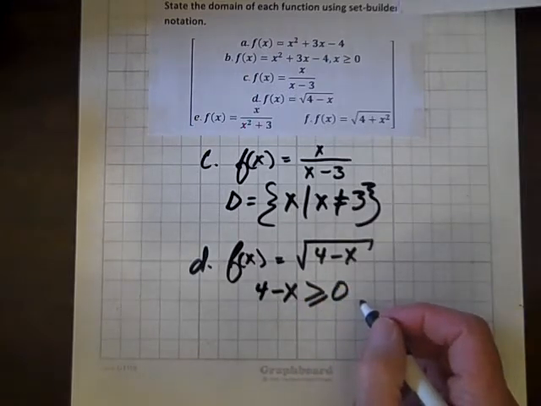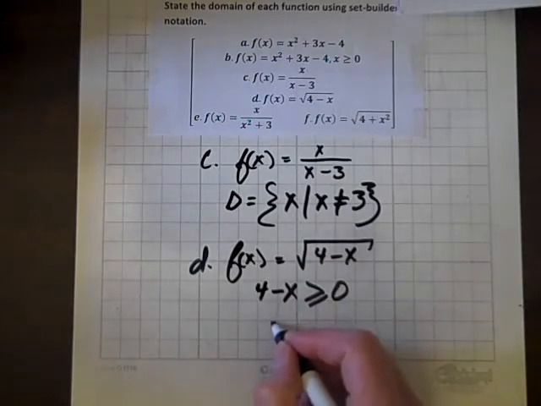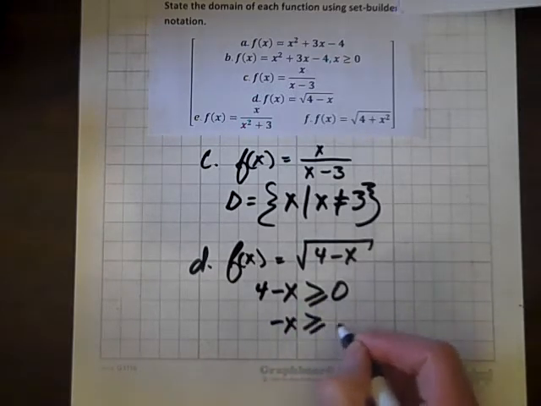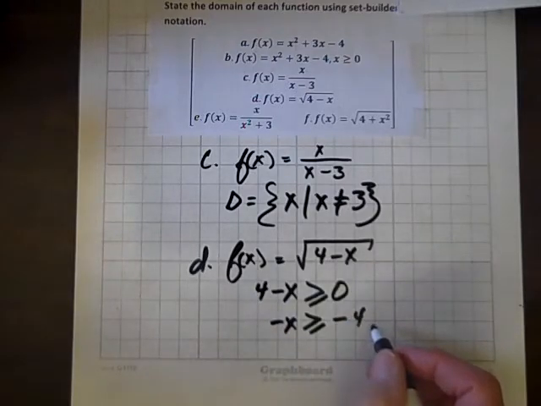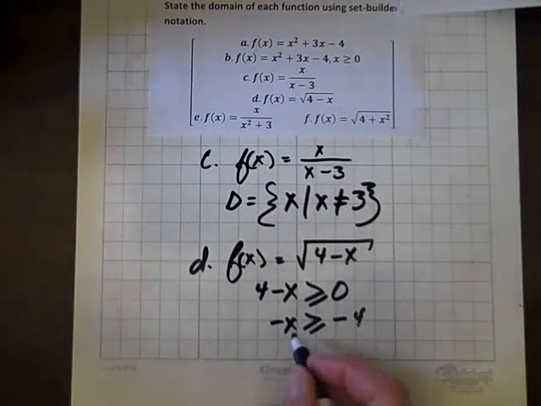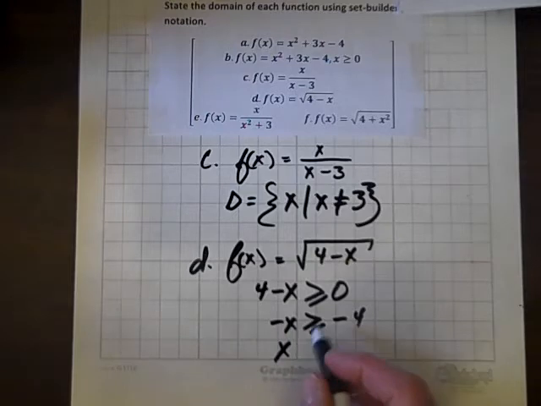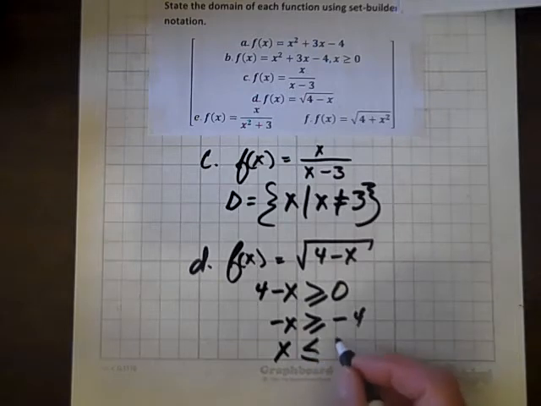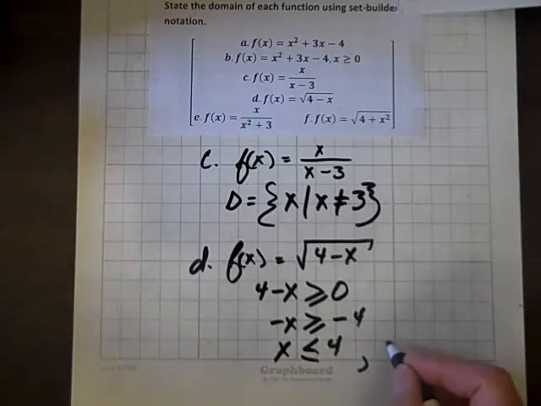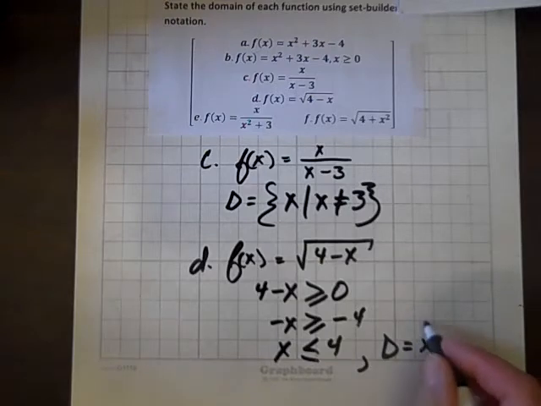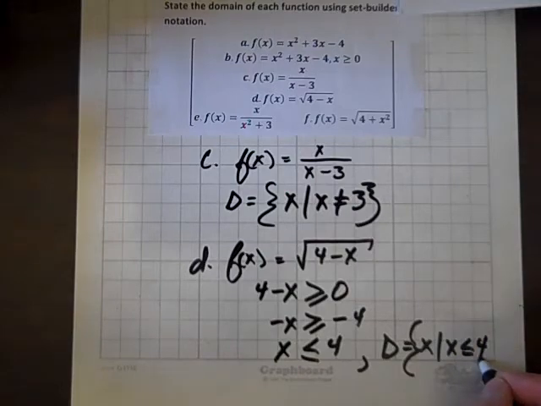So we'll subtract 4 from both sides of the inequality, and then we'll multiply both sides of the inequality by -1. And in doing that, -1 times negative x is positive. When we multiply through by a negative, we have to flip the inequality, and -1 times -4 is 4. So now the domain equals x such that x is less than or equal to 4.